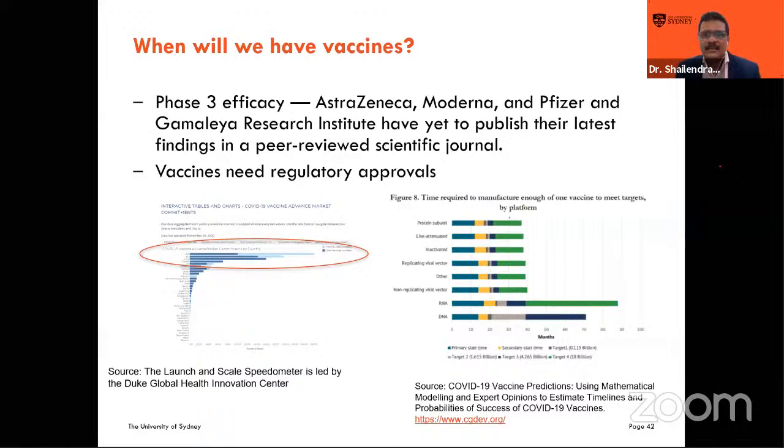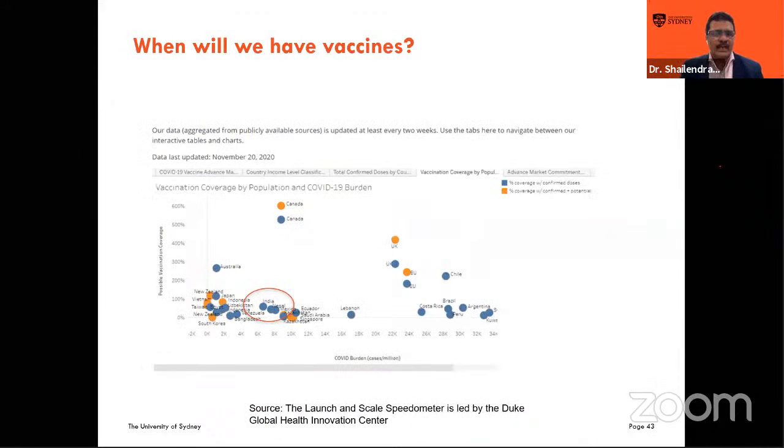If you look at the replicating viral vector vaccines or protein subunit vaccines, it's still going to take more than 3 years to actually vaccinate the world. So even if you have the vaccine in 3 months, it's not going to be that the world will get the vaccine in the next 3 months. The earliest it can happen is 3 years, possibly beyond that. And this is to show you where India stands in a way about vaccination coverage by population and COVID-19 burden. India is sitting at about 80%.